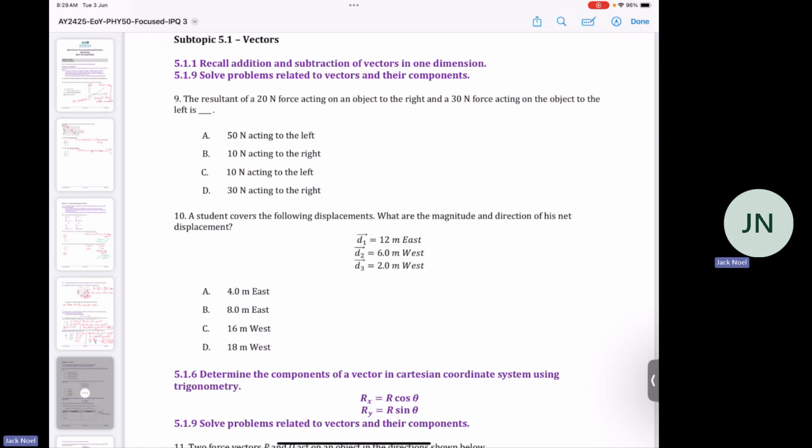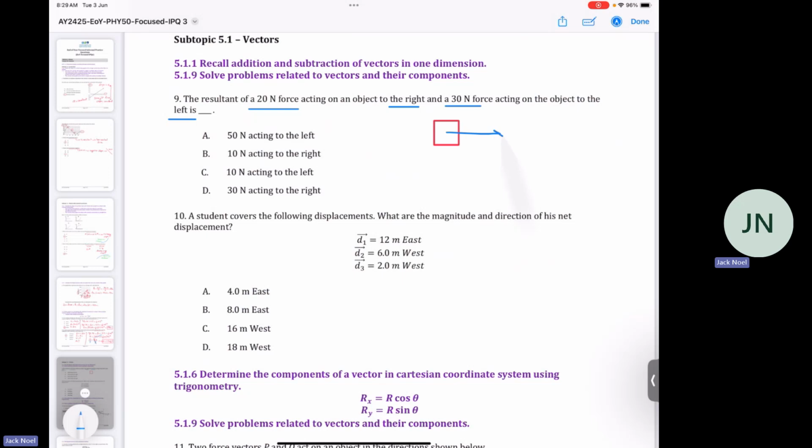The resultant of a 20 Newton force acting to the right. Let's say this is the object. And you have two forces acting on it. One of them is the 20 newtons to the right, and the other one is 30 newtons to the left.